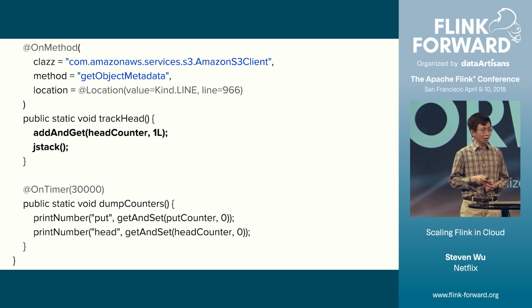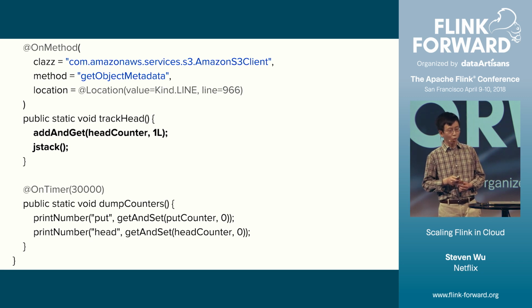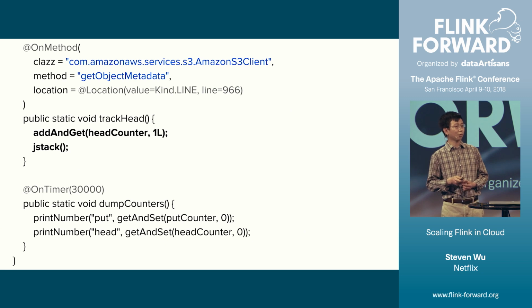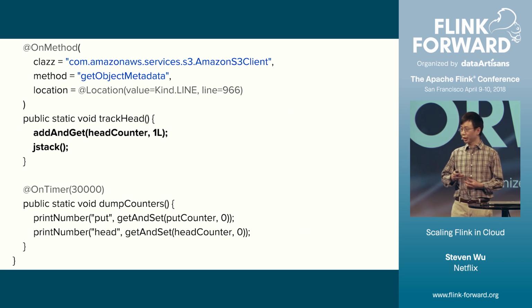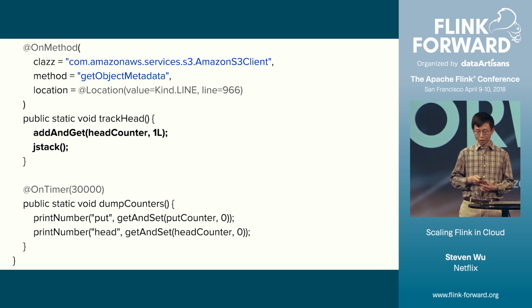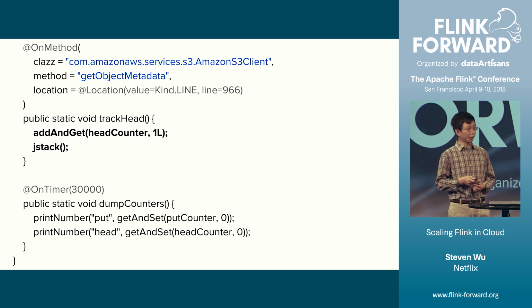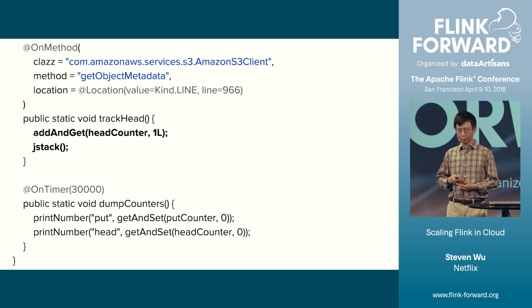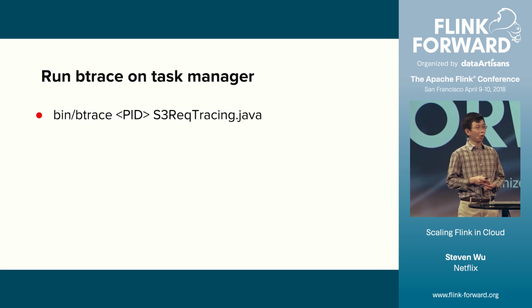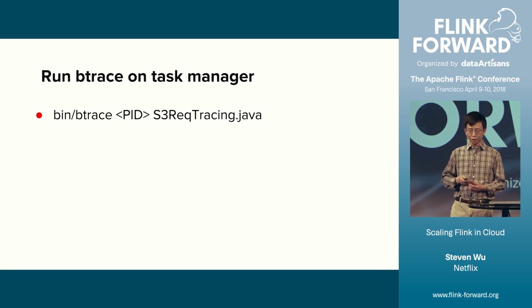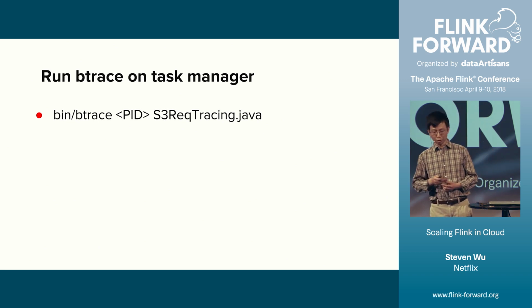When this method is entered, we increment the counter by 1, and we call jstack to dump the stack trace, because we want to find out who is making those metadata requests, and why. So lastly, we define a timer of 30 seconds, which is equal to our checkpoint interval. In the timer, we basically just dump the counters and reset them. To run BTrace is very simple. You just call BTrace with the process ID and the tracing program in Java that I just showed you.